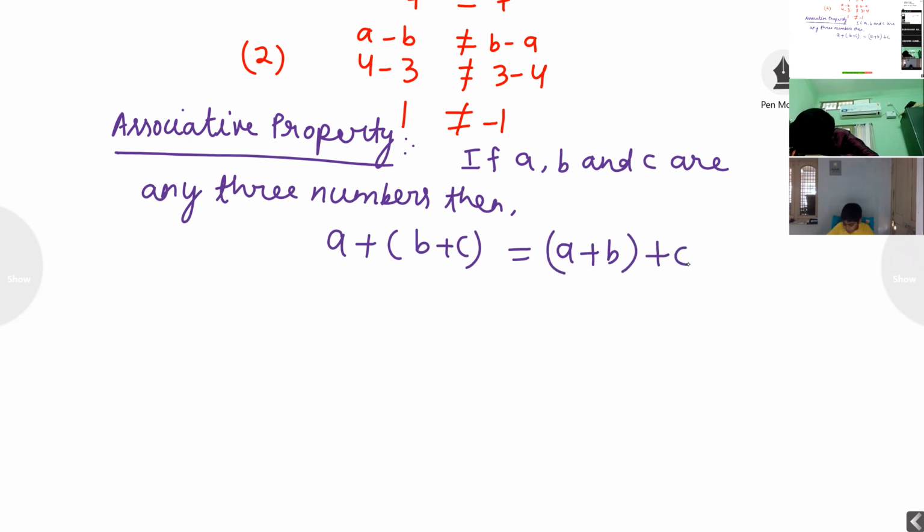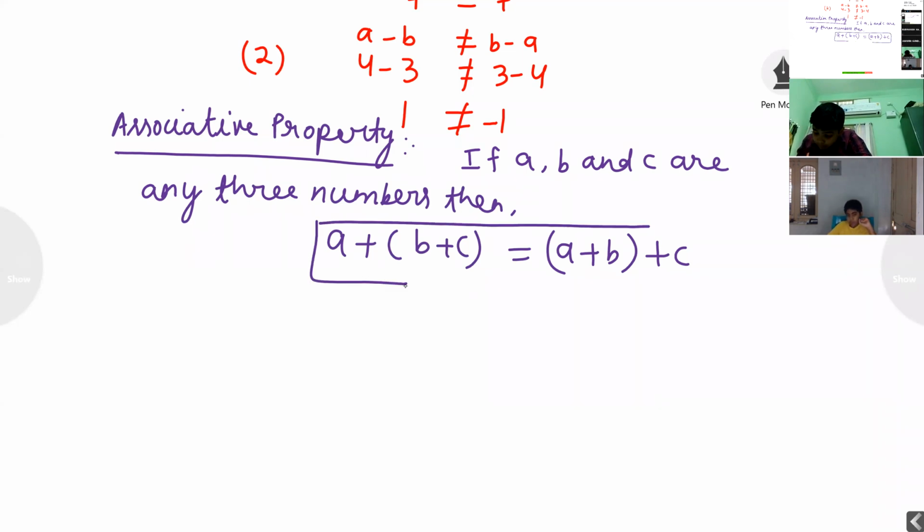Students, you are observing there are three numbers here. These two numbers I have taken in one group, and here A and B I have taken in one group. This means if there are three numbers and I write them into groups, the answer will come the same. With the help of examples, we can check whether this property is right or wrong.